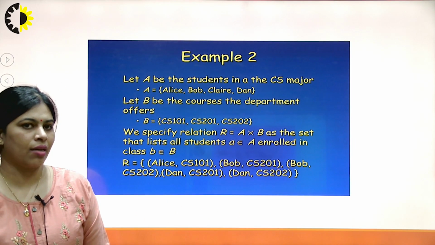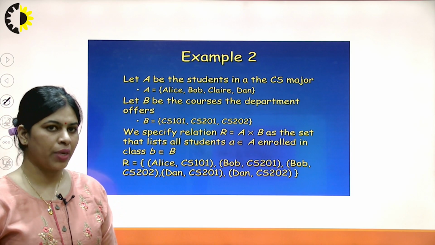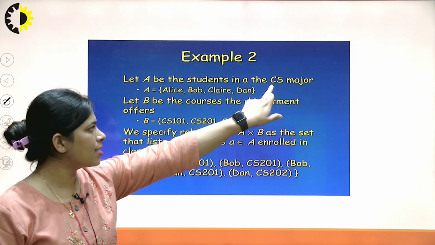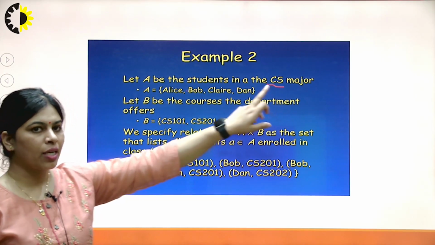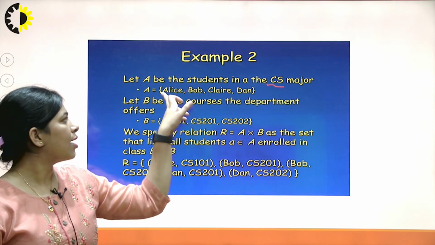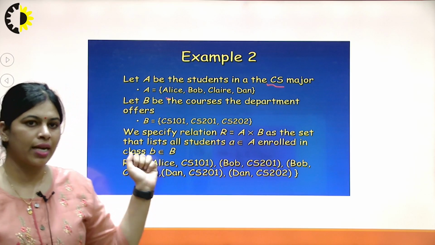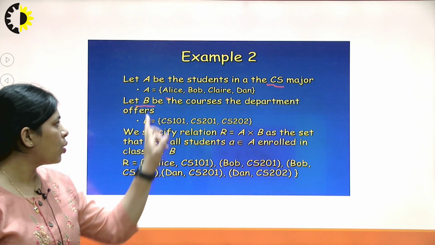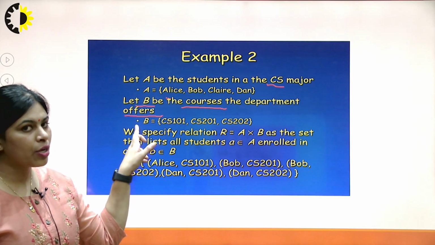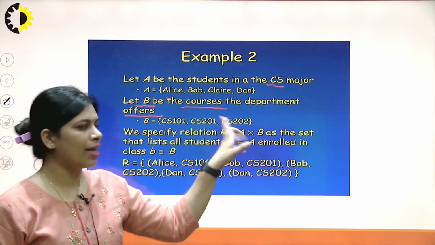Here we take another example, example 2, and I am explaining through it. Let A be the students in a CS major, which is set 1. There are four elements in set A: Alice, Bob, Claire and Dan. Let B be the second set, which has the courses the department offers, like CS 101, 201 and 202.